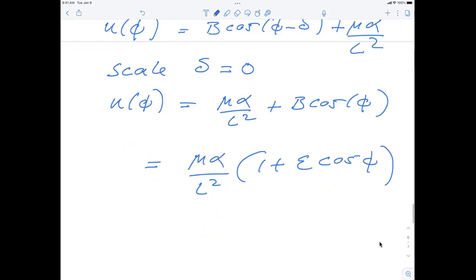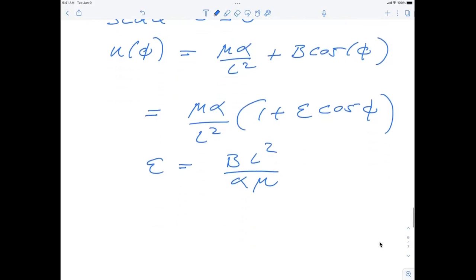So if you now look at what we have here, if we now use this constant, this is simply equal to B times L squared divided by alpha times mu. So this is a constant which is defined in terms of the physical parameters of the system, the parameters of the gravitational force. So in our case, alpha is going to be given by the gravitational constant times m1 times m2. That's the definition of the parameter alpha for the gravitational force.